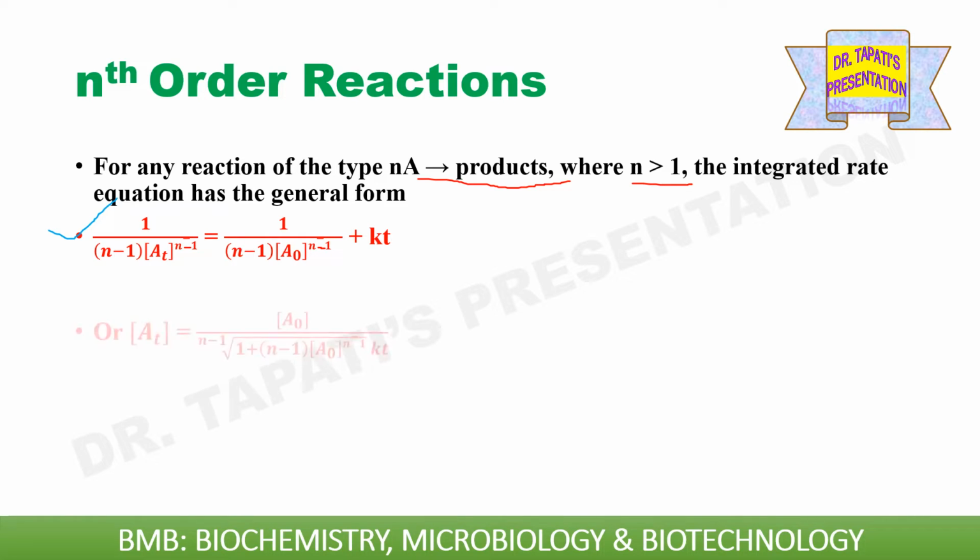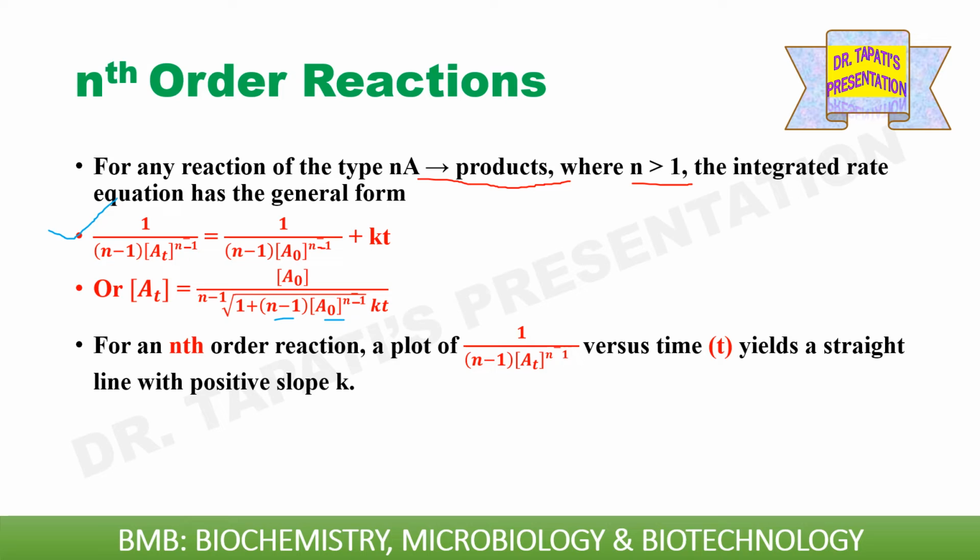Now we can write this equation in this way also. [At] is equal to [A0] divided by the (n minus 1) root over 1 plus (n minus 1) into [A0] power of (n minus 1) kt.